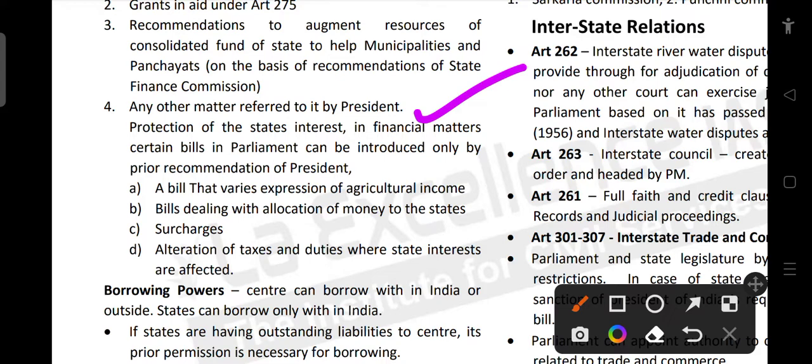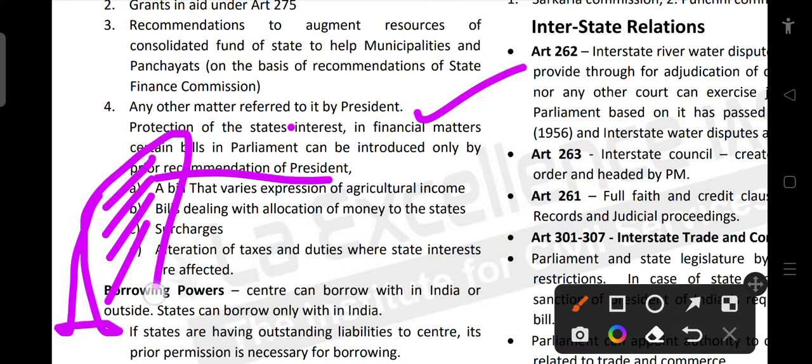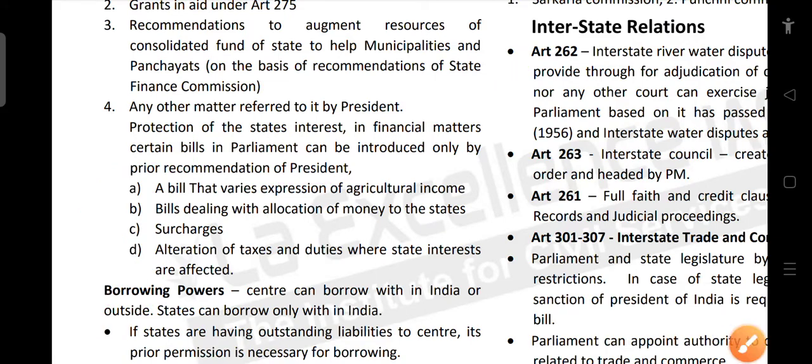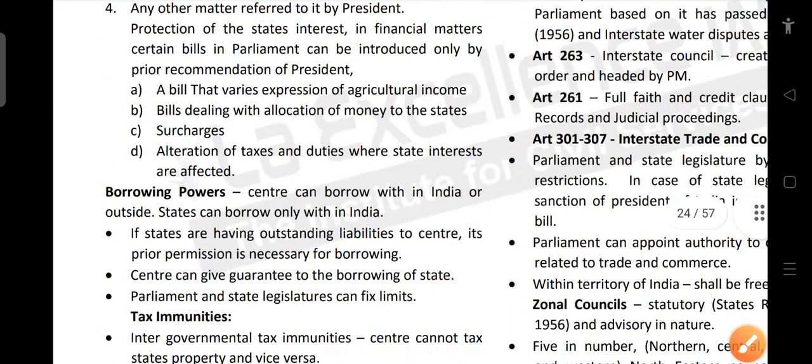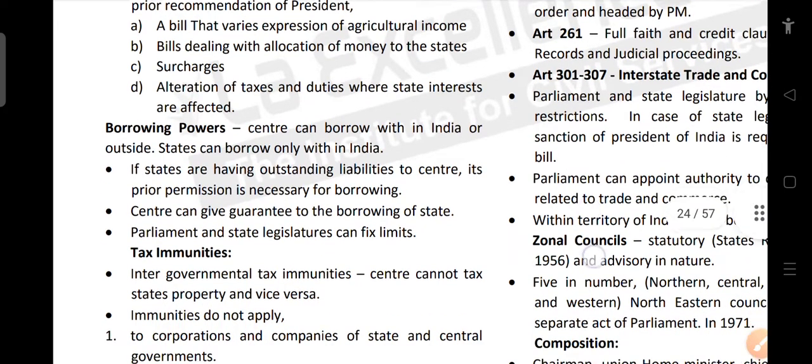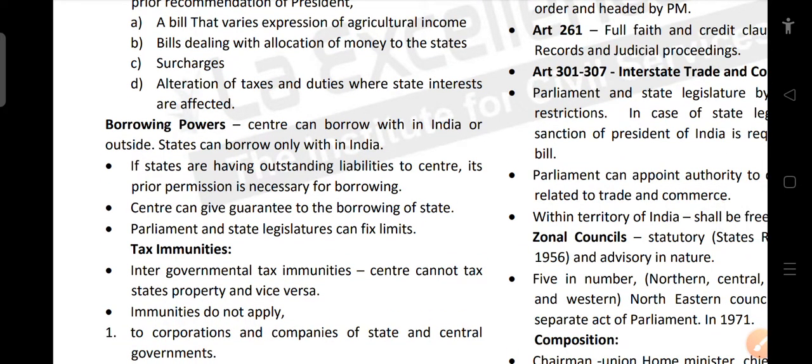Okay. Protection of the state interest in financial matters. Certain bills in Parliament can be introduced only by prior recommendation of President. So what are they? A bill that varies expression of agri income, bill dealing with allocation of money to state, surcharge, alteration of taxes and duty where state interests are affected. So in all these cases, President's prior recommendation is needed and President may refer it to the Finance Commission for his clarity. It is related to agri income, money transferred to the state, surcharge and alteration of taxes in which state interests are affected.